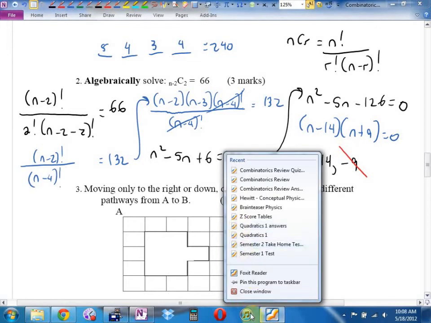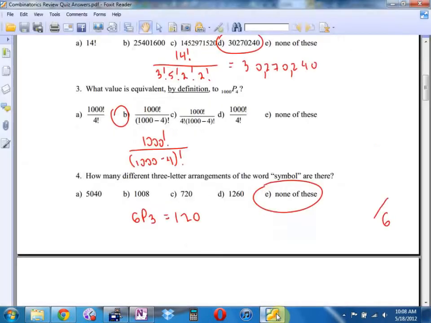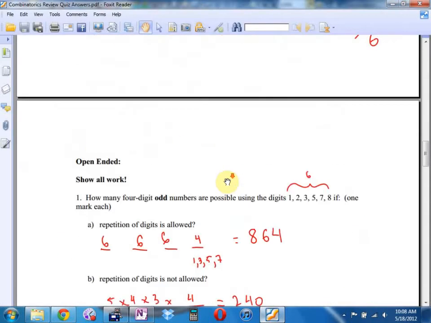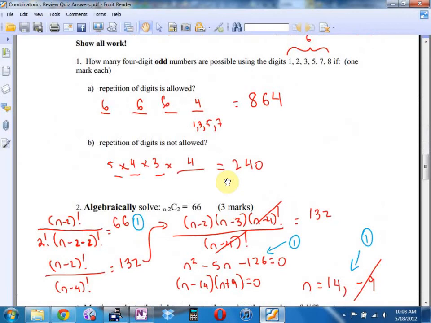Otherwise, here's how I gave out the part marks. 1 mark if I saw this statement here. 1 mark if I saw the quadratic. 1 mark for the answer. If you didn't cancel out the extraneous, half mark off.